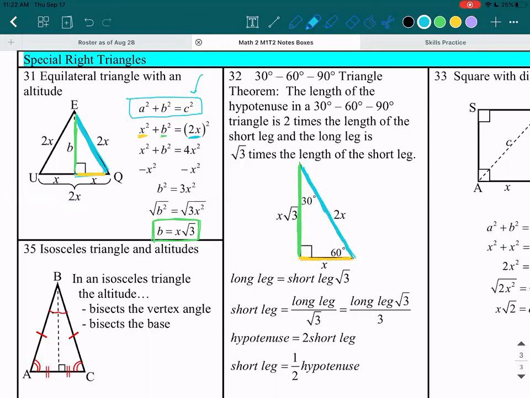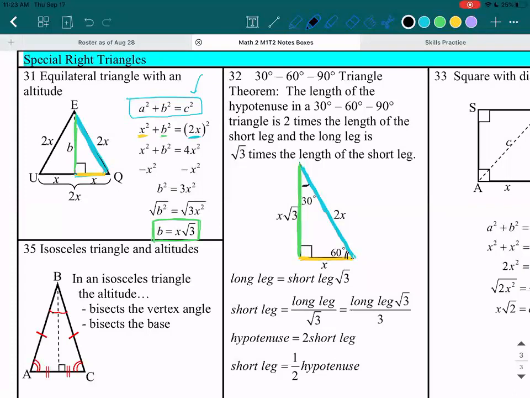And this is a special right triangle because it's going to come up a lot in math. It's got 30 degrees, 60 degrees, and 90 degrees as the angles. So here's your 30 degrees, here's your 60, and then your 90 is represented by that right angle over there, the square.